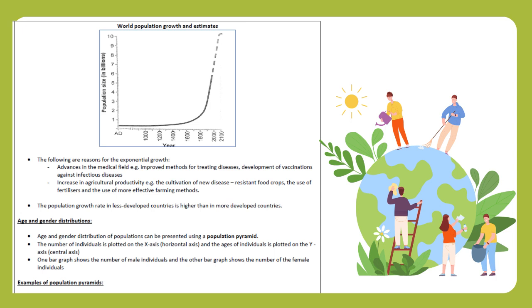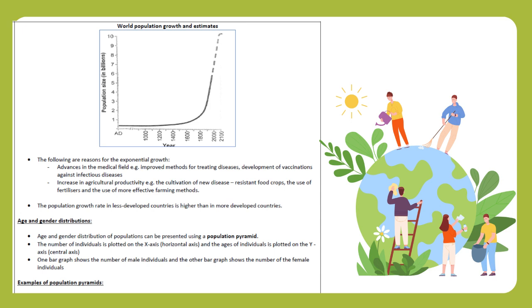Advances in the medical field, e.g., improved methods for treating diseases, development of vaccinations against infectious diseases. Increase in agricultural productivity, e.g., the cultivation of new disease-resistant food crops, the use of fertilizers, and the use of more effective farming methods. The population growth rate in less developed countries is higher than in more developed countries.